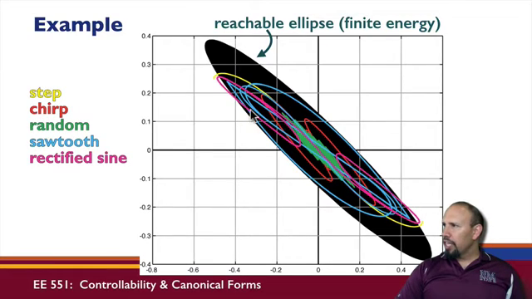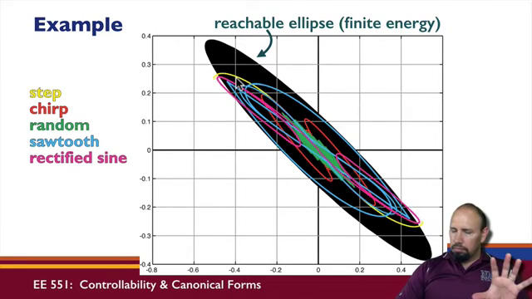A chirp signal also is not finite energy, but it's kind of hard to see, but I can see that it actually still stays within that ellipse. A random signal stays within that ellipse. A sawtooth signal comes really close to the boundary, but stays within that ellipse. So I can look at a number of signals, and the finite energy ellipse gives a good bound, but it's not perfect, because there are some signals that I can apply that can exceed that bound, can go outside the boundary.